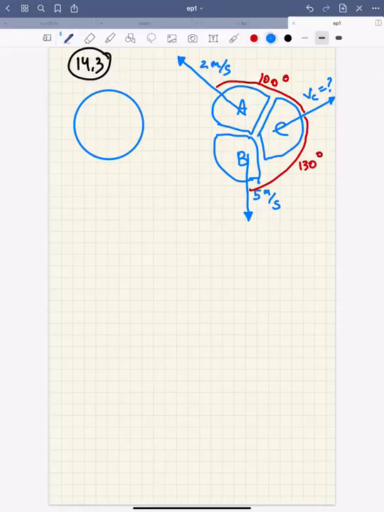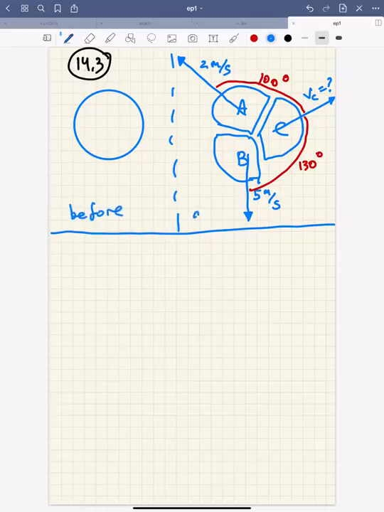So how do we solve this problem? Again, we don't know anything about the forces. There were some explosion forces involved. But what we know is, this is before, this is after. We know that this coconut was isolated, nothing from outside was influencing it, so we can use conservation of momentum. I can write momentum before is equal to the momentum after.